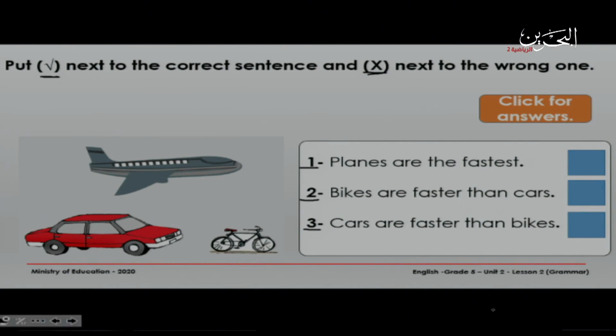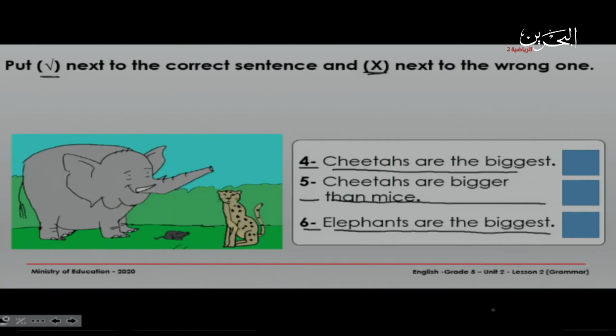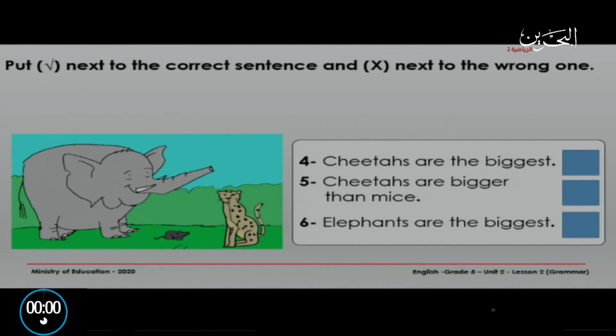Now let's check your answers. Planes are the fastest. Are they? What do you think? Yes, they are. Number 2. Bikes are faster than cars. Are bikes faster than cars? No. Very good. Number 3. Cars are faster than bikes. Yes, very good. Here we will do the same. You have different sentences and a different picture. You have 5 minutes. Start.